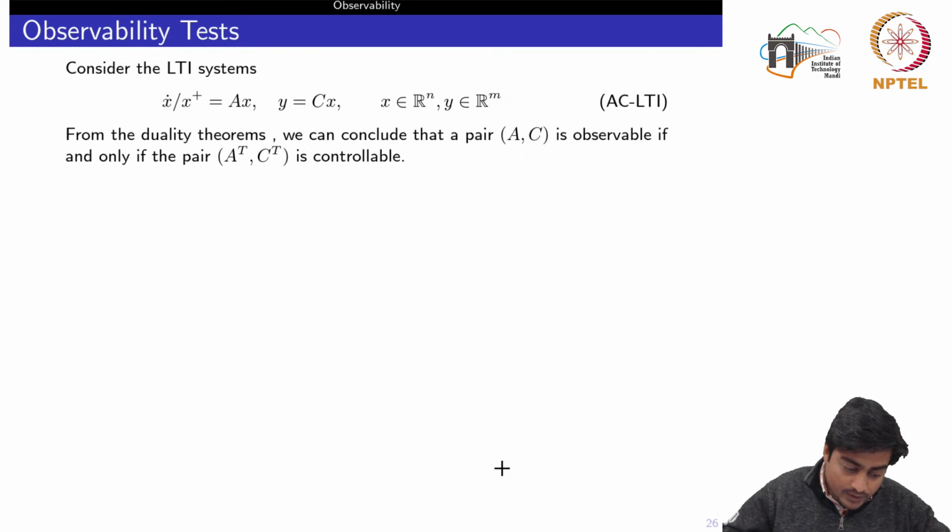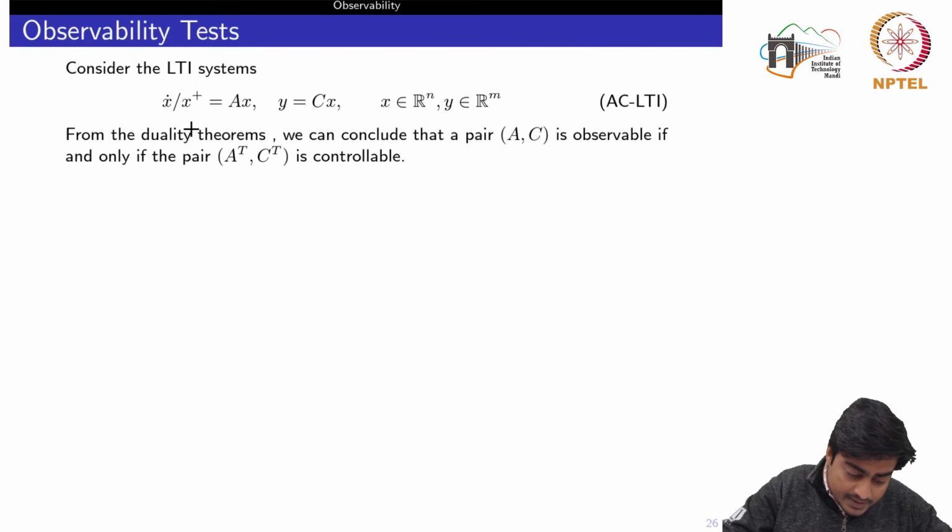Now moving forward to the observability test. We had seen that there is a duality between controllability and observability, meaning that whatever results we obtained for controllability would be directly applicable to analyze observability. So we will list out all the results of observability without going into the proofs of those results.